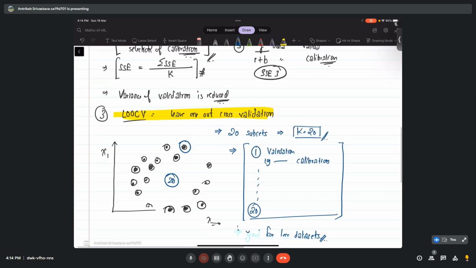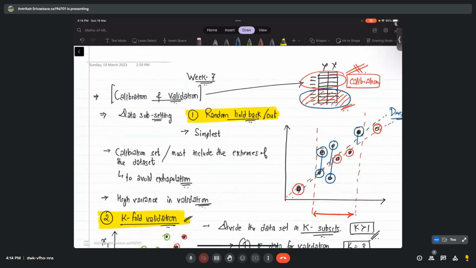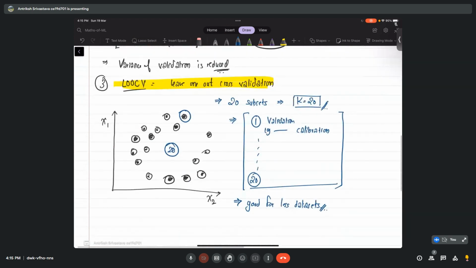Okay, so this is about the data subsetting. So when you are using the same data set for training your model and then validating your model, these are some of the techniques that you can use to divide the data that were discussed in the session.